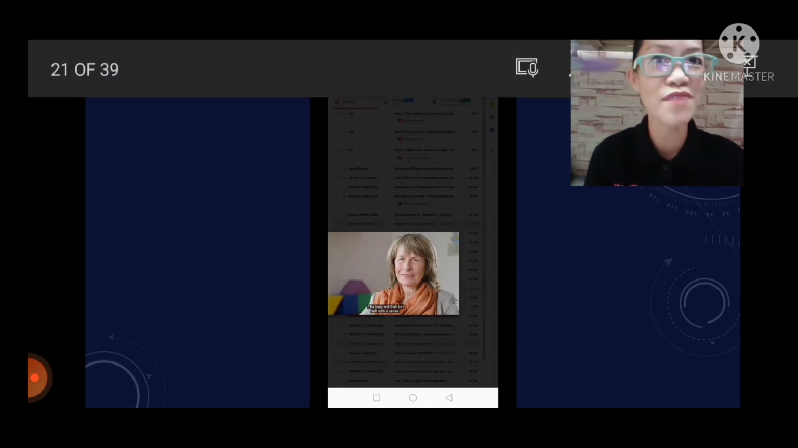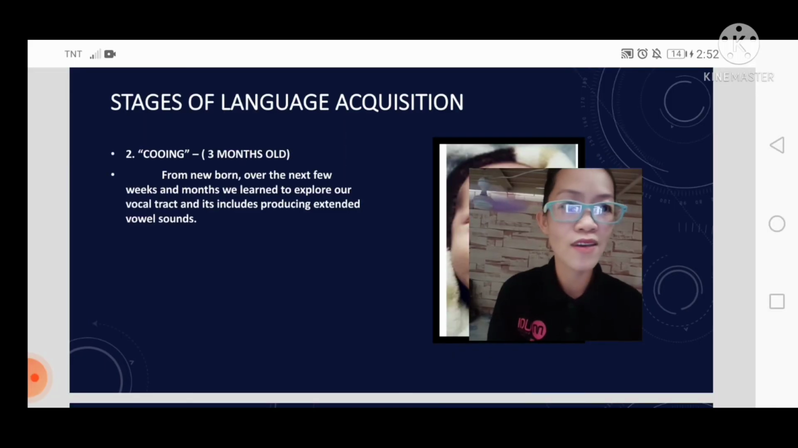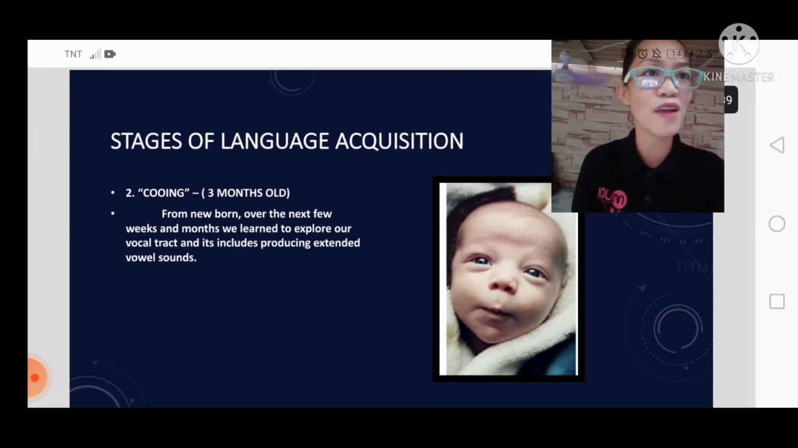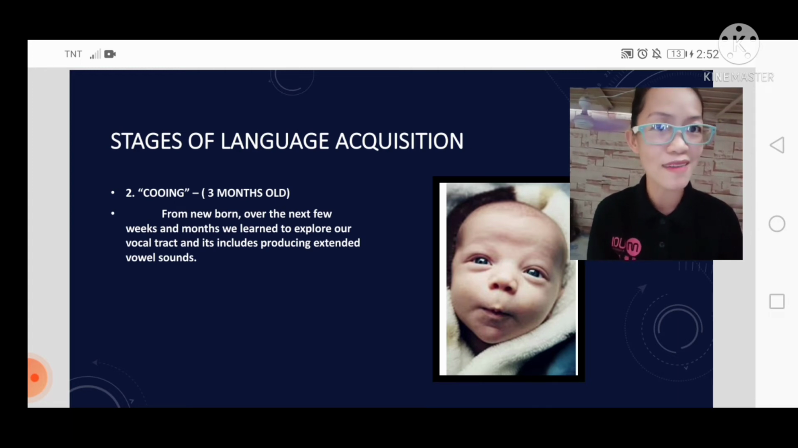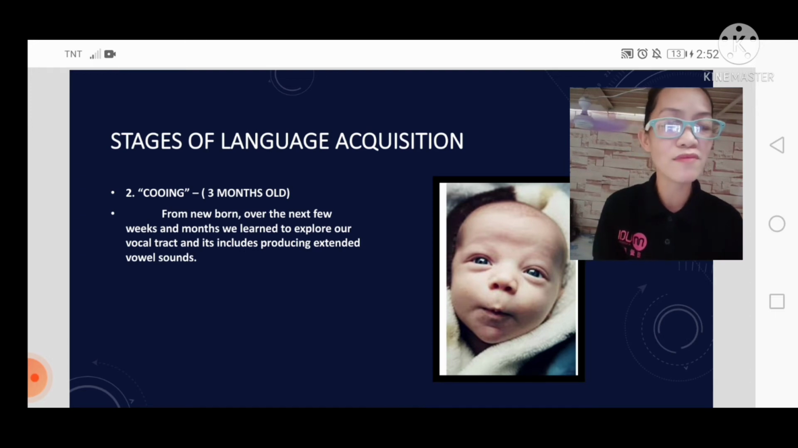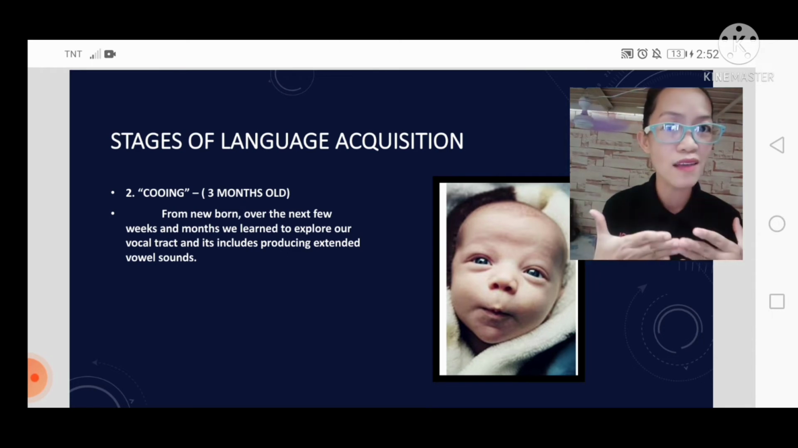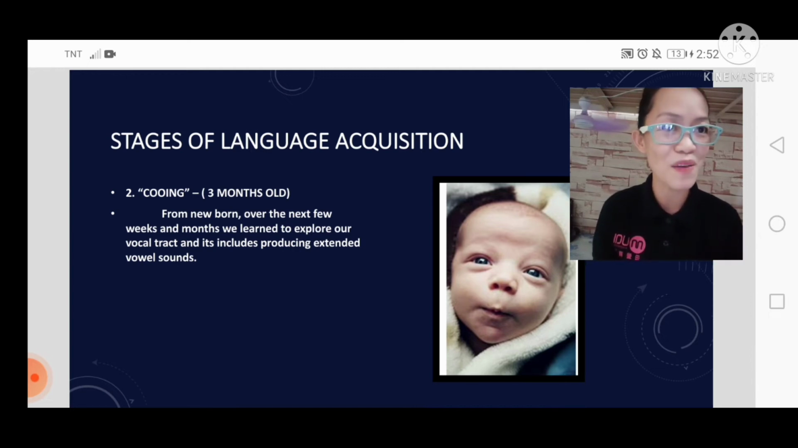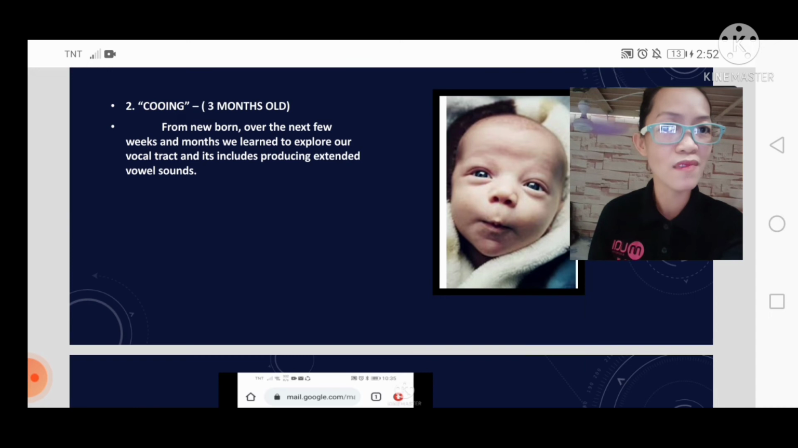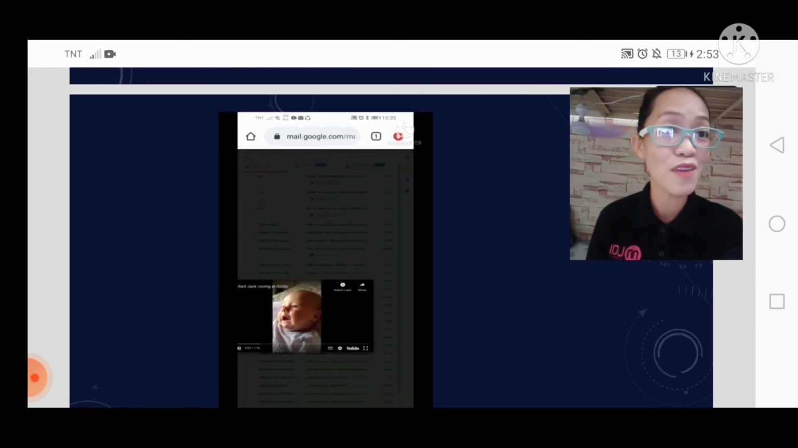Our next slide of this presentation. Here, number 2 of the stages of language acquisition is cooing, and it happens at 3 months old. From newborn, over the next few weeks and months, we learn to explore our vocal tract, and it includes producing extended vowel sounds. I have prepared some videos for that.